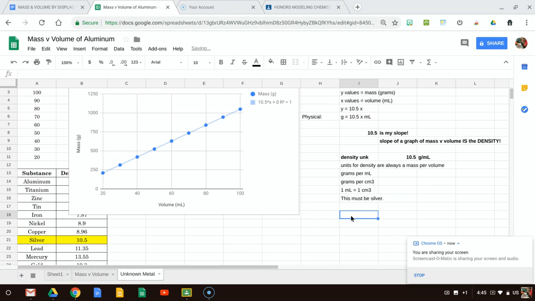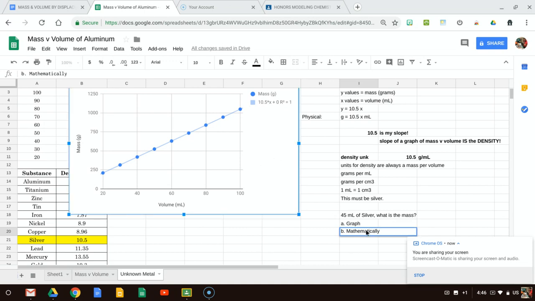Now, what if I wanted to use this equation or use this graph and I said that I had, let's say I had 45 milliliters of silver. What is the mass? Let me see if I could prove that with the graph, and then let me see if I could prove that mathematically.